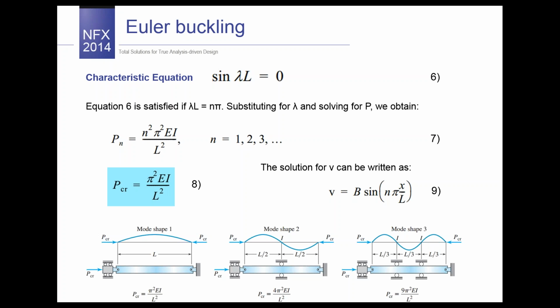Equation number 9, which is the solution for the deflection, represents the buckled mode, or we can say eigenvectors, and we can notice that the constant B in equation 9 is indeterminate. This is very typical for eigenvalue problems, and it looks very similar to linear dynamics problems. So you can refer to our previous webinars and you will find more information about that.